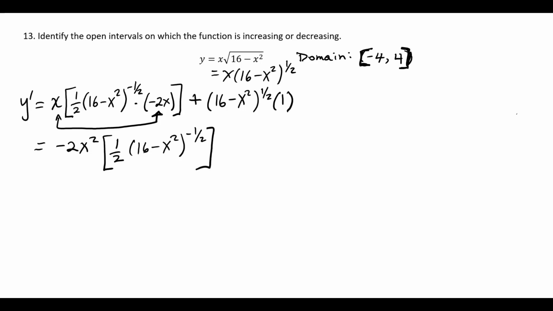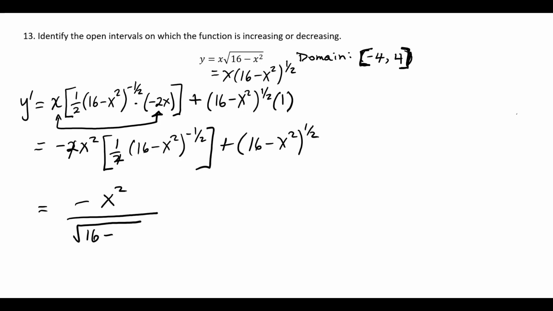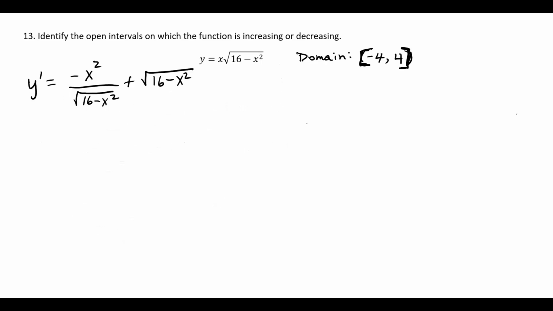I can multiply, or cancel I should say, these two together. Let me go in and put this. And I'm left with a negative x squared in the numerator. This negative exponent I can make a positive exponent by dropping it in the denominator. And I'm just going to go back and write it as a square root. And on the right side, after the plus sign, I have that. So here we have the derivative of our function.